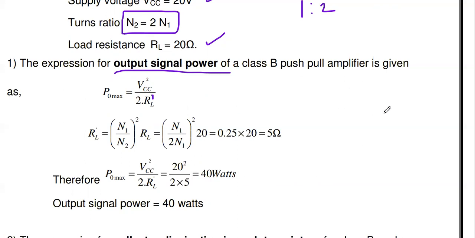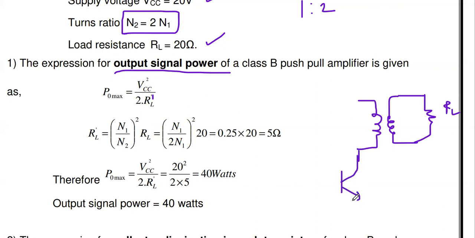Here we are using a transformer, so the output load is connected through the transformer. In the secondary winding we connect our actual load RL, and the primary winding is connected to the transistor collector. Because of this load, some load resistance effect appears in the primary winding. It is called the effective load resistance.